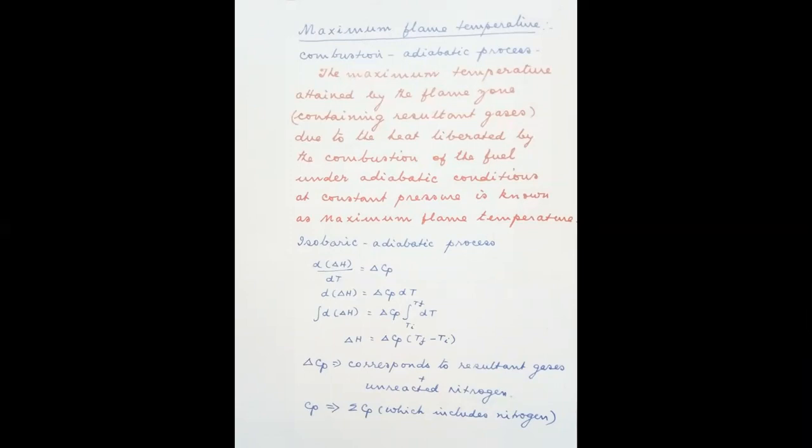The maximum temperature attained by the flame zone, where the flame zone contains the resultant gases due to the heat liberated by the combustion of the fuel under adiabatic conditions at a constant pressure, is known as maximum flame temperature.